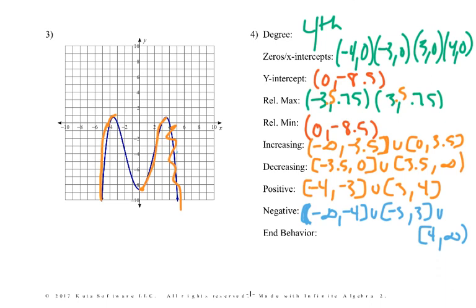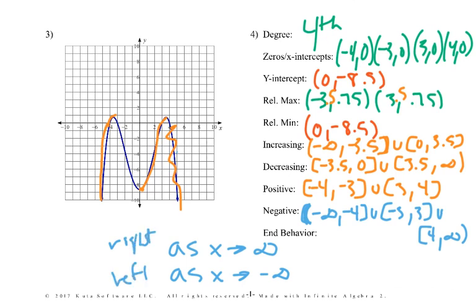Now for our end behavior, remember another way we can write it is as x approaches infinity or as x approaches negative infinity. As we go right, as we go left, both of these, our y values are going down, aren't they? So they're both going to negative infinity. Okay? So that's how our second problem should have looked.